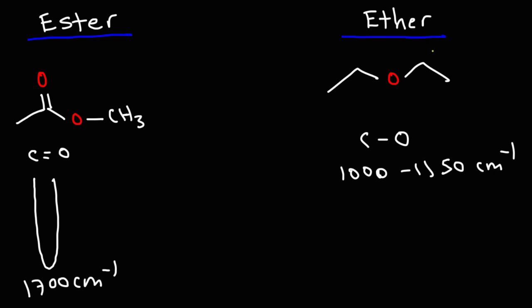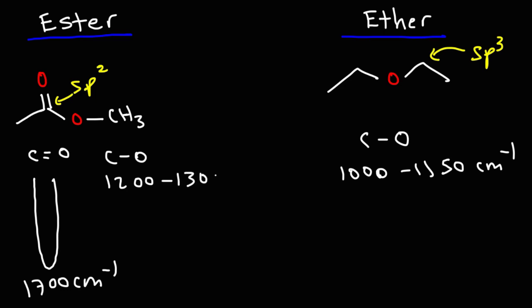For now, you want to take into account the type of carbon that is attached to the oxygen. That is, this is an sp3 carbon. Here, we have an sp2 carbon. So therefore, the CO stretch is going to be different. It's going to be higher, between 1200 and 1300. And the reason for that is the resonance that can form here.